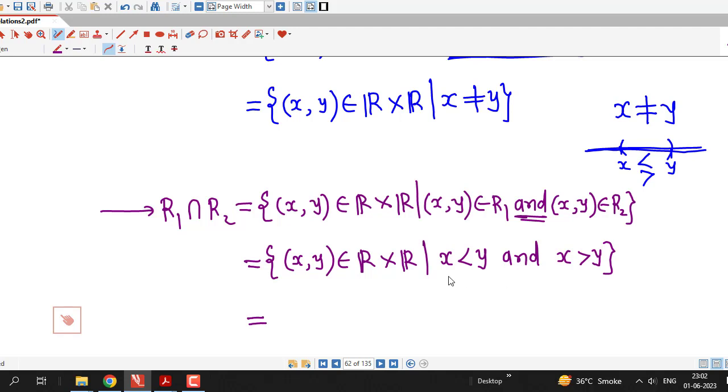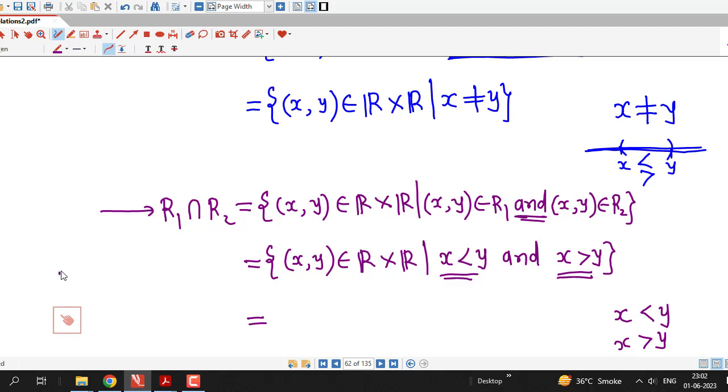So whether this is possible or not, if I take any two real numbers x and y, then whether this is possible or not: x is less than y as well as x is greater than y. So this is obvious that there is no ordered pair which satisfies both the conditions.